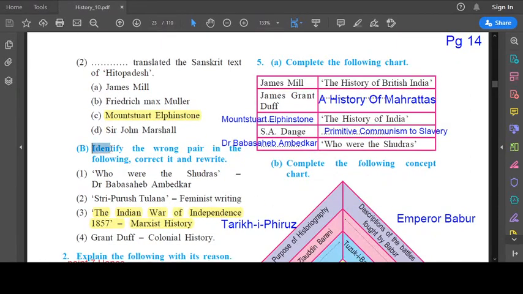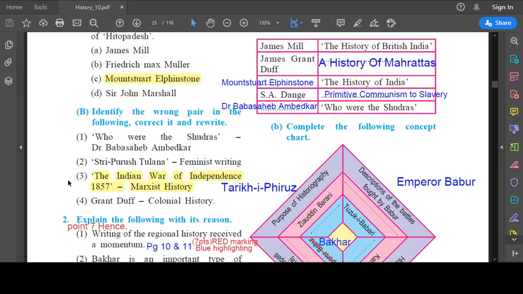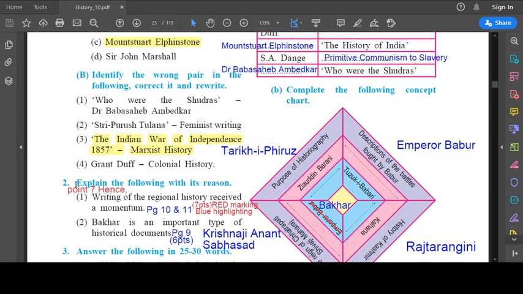1B, identify the wrong pair in the following, correct it. There's no need of rewriting it and no correcting it also, just identify it. Now there are 4 options given to us. The wrong pair over here is the third one, the Indian War of Independence 1857, Marxist history. That's the wrong pair. Question number 2, explain the following with its reason.